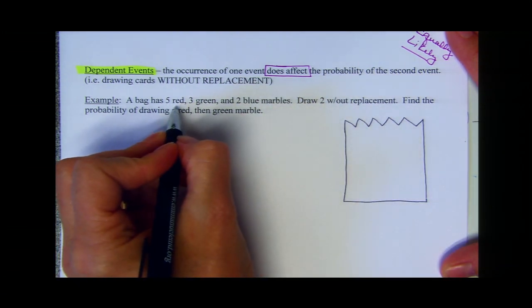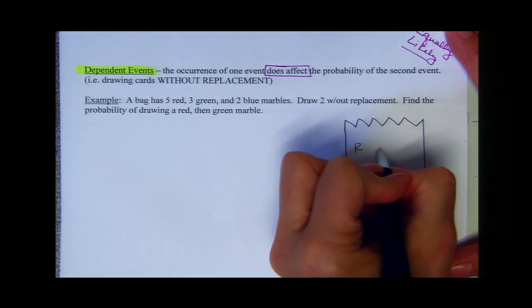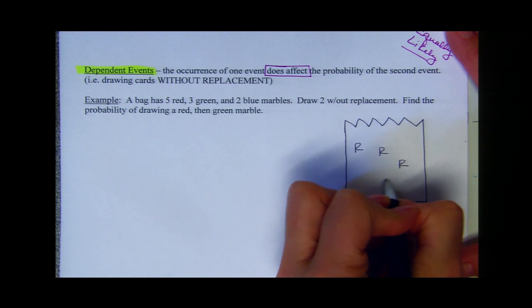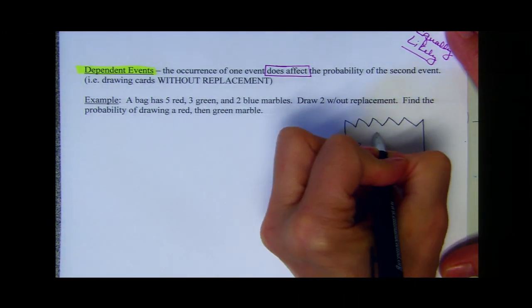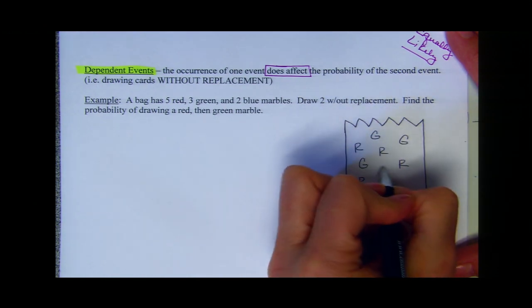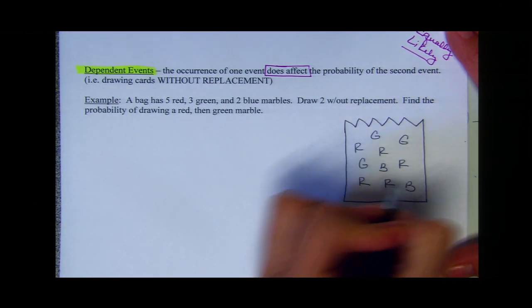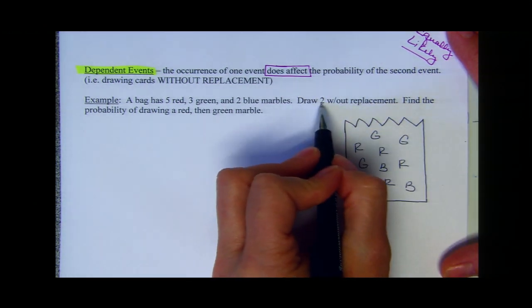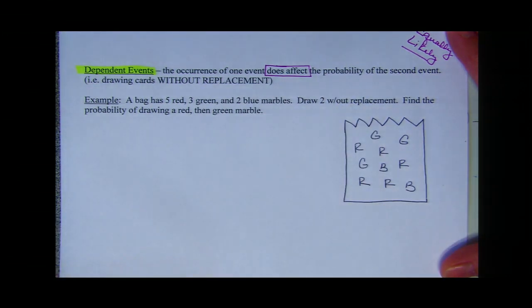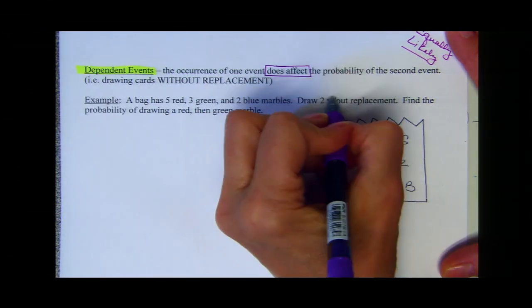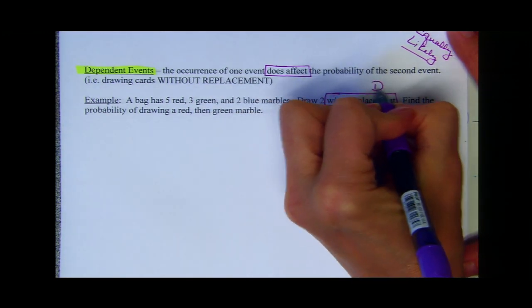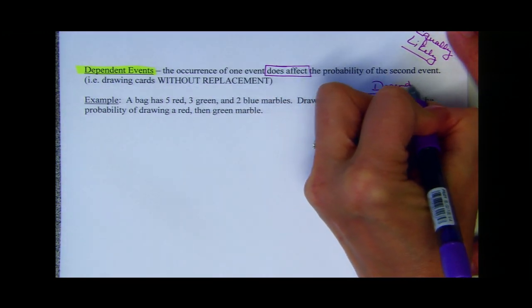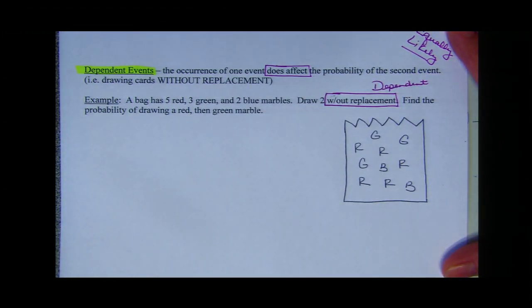And we have 5 red marbles. 1, 2, 3, 4, 5. 3 green and 2 blue. So we're going to draw 2 without replacement. So this is important right here. This is what tells me that these events will be dependent: without replacement.